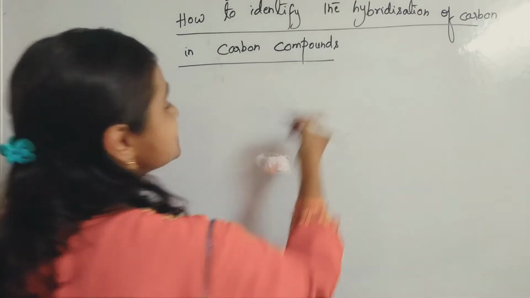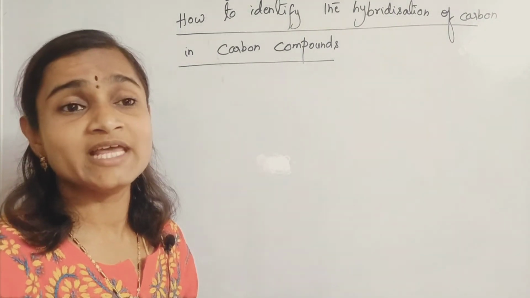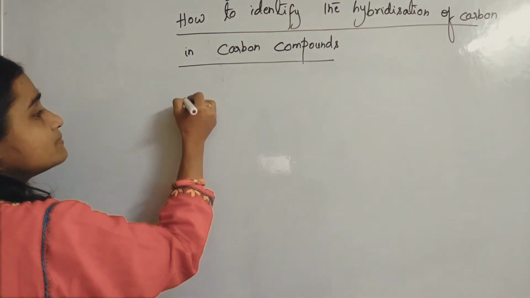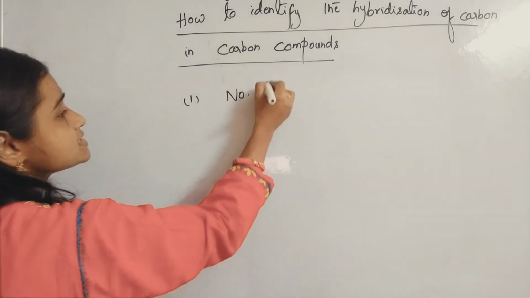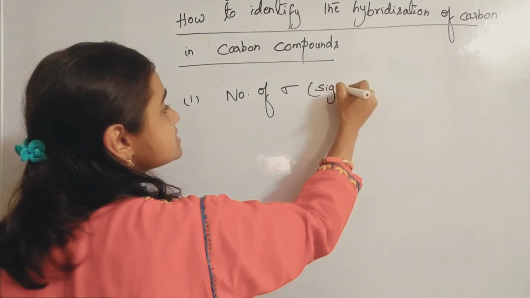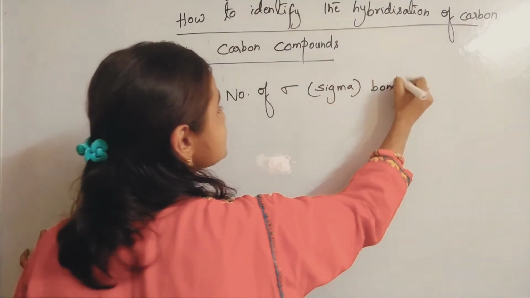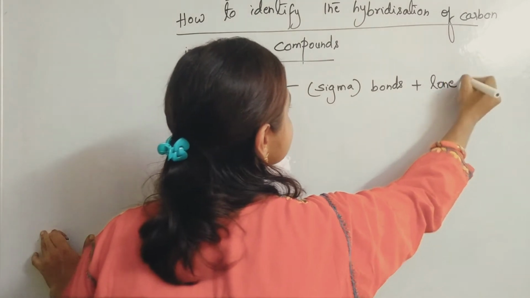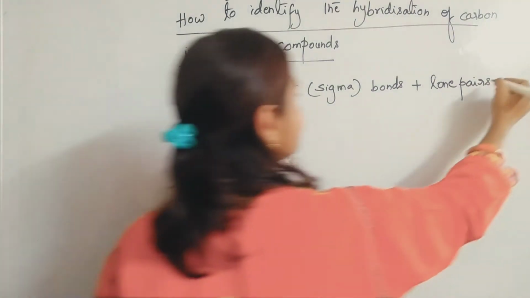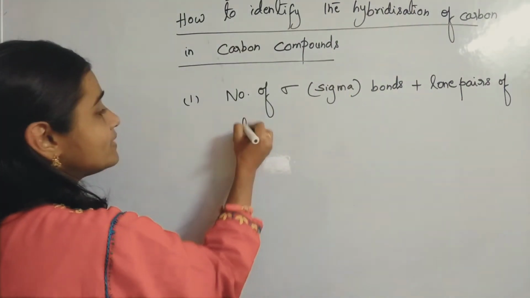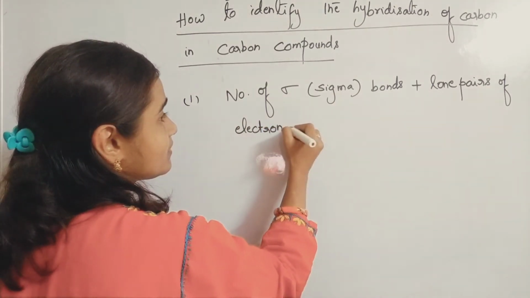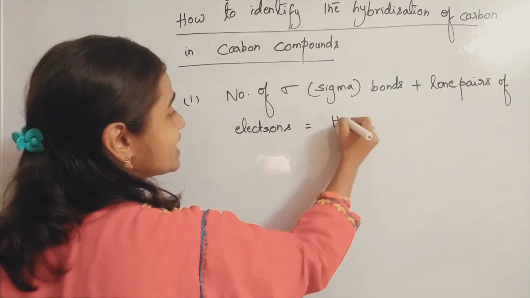The best way to identify the hybridization exhibited by a particular carbon atom is to find the number of sigma bonds plus lone pairs of electrons. The number of sigma bonds plus lone pairs will give you the hybridization present in the given compound.